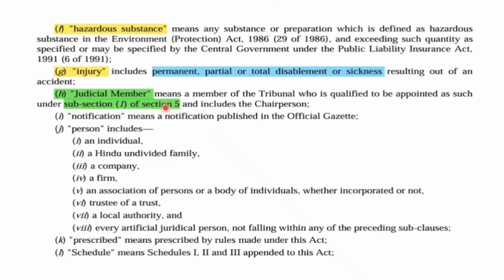Then coming to judicial member, we have already seen expert member. Judicial member means a member of tribunal who is qualified to be appointed as such under section 5 subsection 1. Okay, so 5 subsection 2 is about expert member, 5 subsection 1 is judicial member and includes the chairperson as well. So 2B says about the chairperson, so judicial member also includes the chairperson. Then I and J are not necessary, these questions will not be for the purpose of environmental law, so you can neglect them.